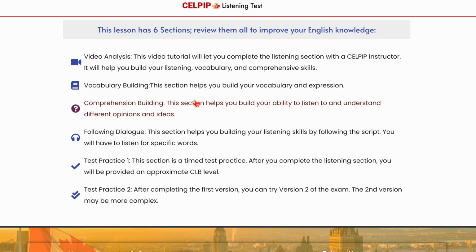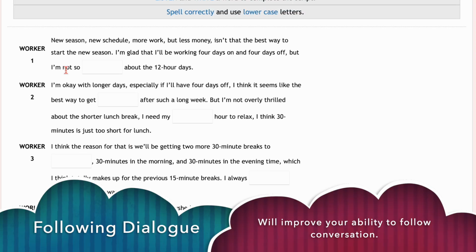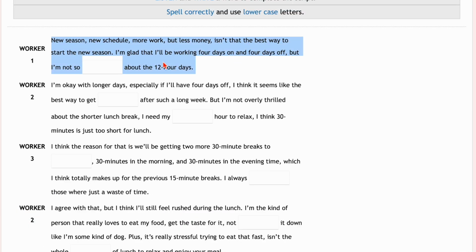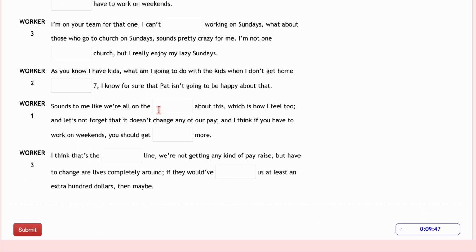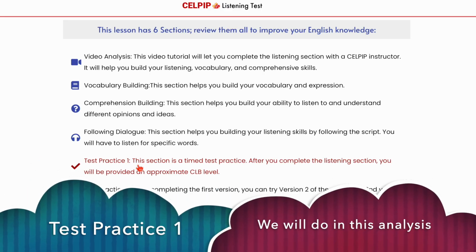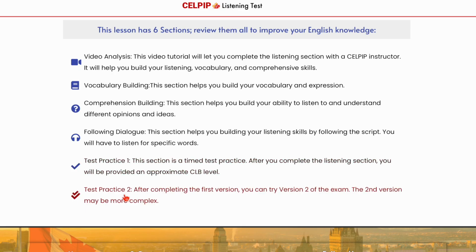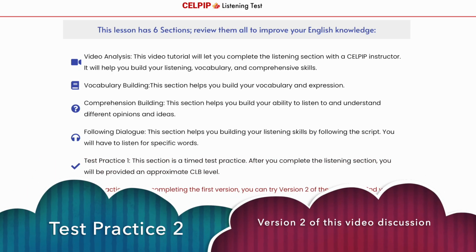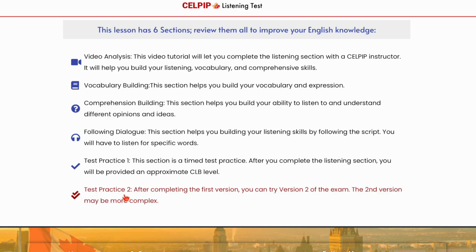Okay, and then we have the following dialogue. This will be the dialogue from the video we hear, and you follow along, and then you should put a word that you hear in there. Great for building your dialogue skills or following dialogue. And also you have the script there. Okay, very good exercise as well. And then we have test practice 1, which we are going to do today. And then you have test practice 2, which is a review. So great practice, everyone, to help you improve your listening skills.